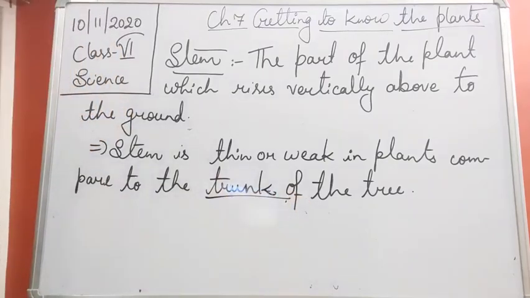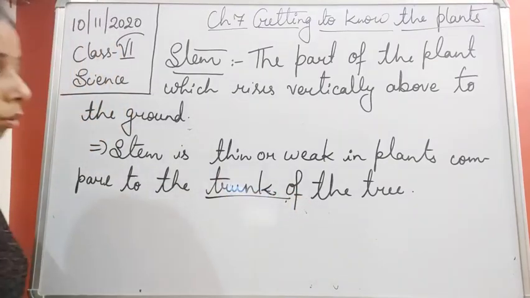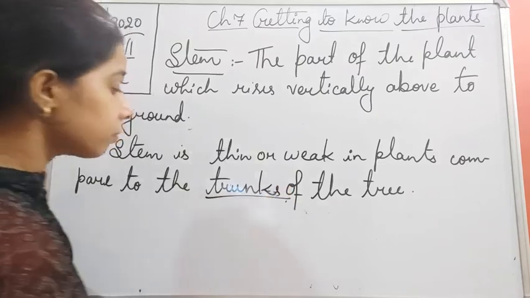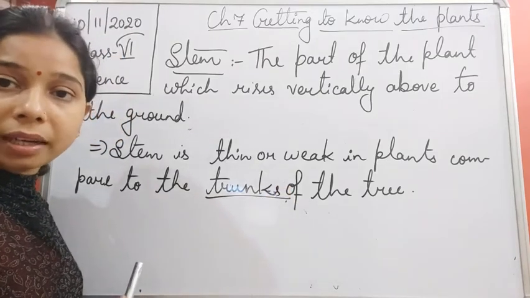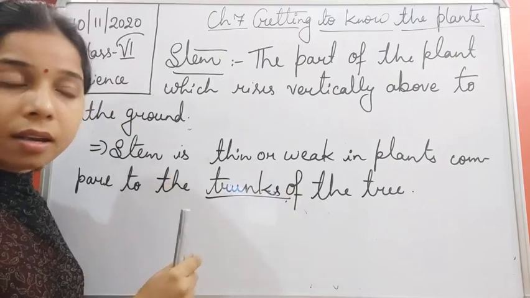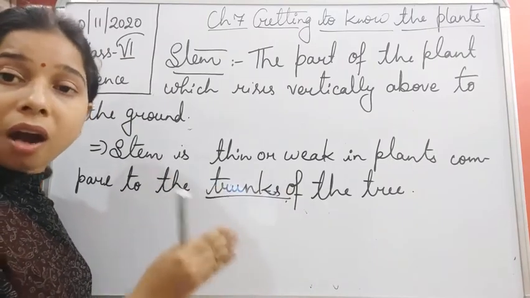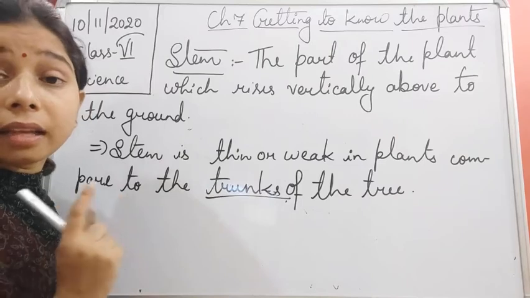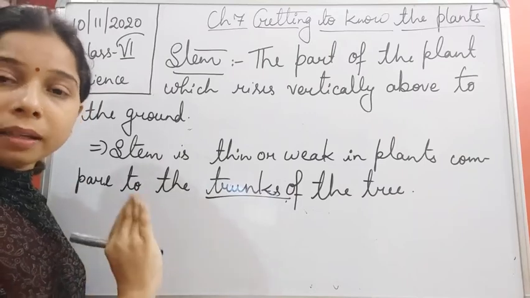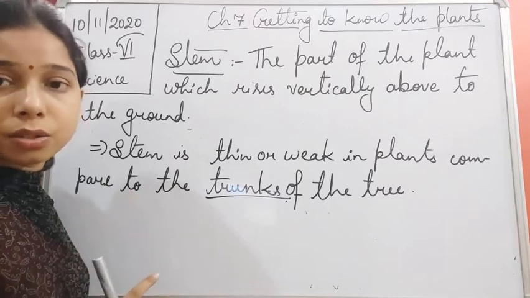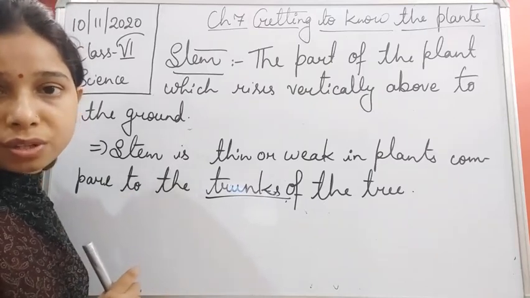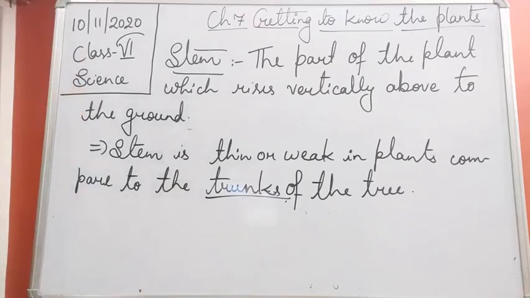Trunk. So if you see the trunks of the tree, students, you will find that this trunk has a hard outer covering, and that hard outer covering is covered by a protective covering, which is known as the bark of the tree. Okay, so we can also write it.